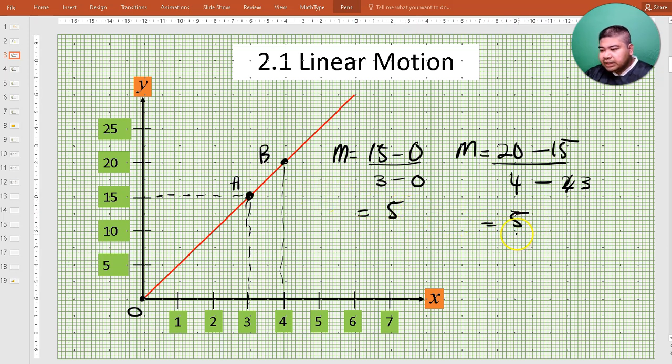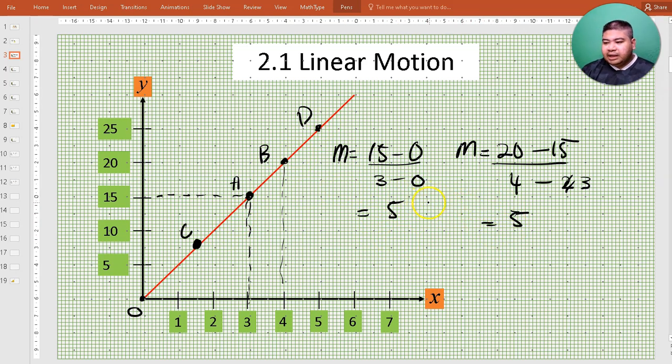So if you look at the gradient between A and O and B and A, or B and O, we will always get the same value, 5. So the gradient is constant along the lines. So any point on the line, let's say I pick a different point, let's say this is point C, this is point D, all the points will have the same gradient.